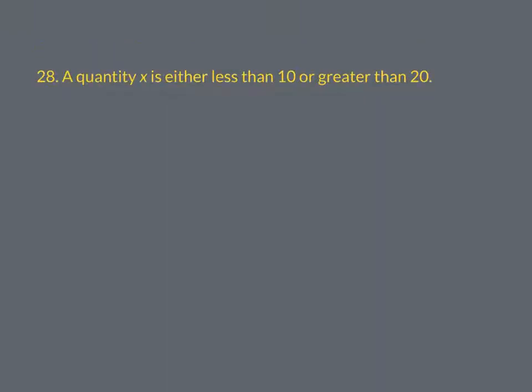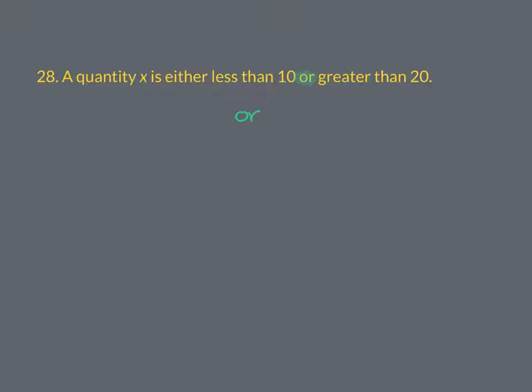The last problem involves translating a written statement into mathematical symbols. So 28 says a quantity x is either less than 10 or greater than 20. So first thing I notice right away is that I've got the word or. So that tells me I have an or compound inequality. So I'm going to write a nice big or in the middle. And then I'm going to read each individually.